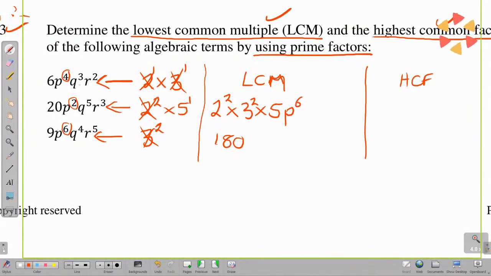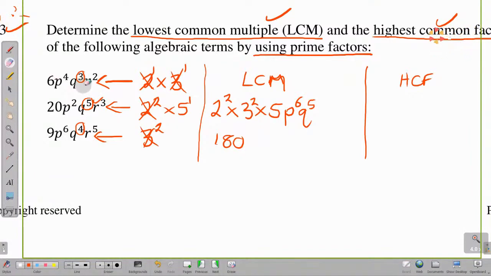Next one, you go to Q. We're done with the P. Again, highest power. Q to the power of 3, Q to the power of 5, Q to the power of 4. There you see the one with 5 is the highest. Q to the power of 5.